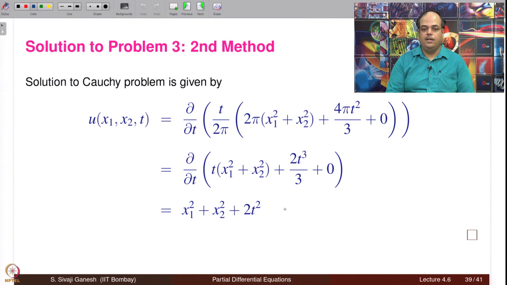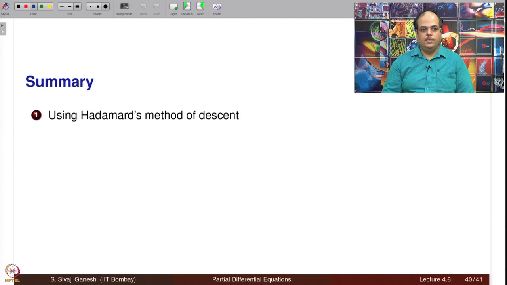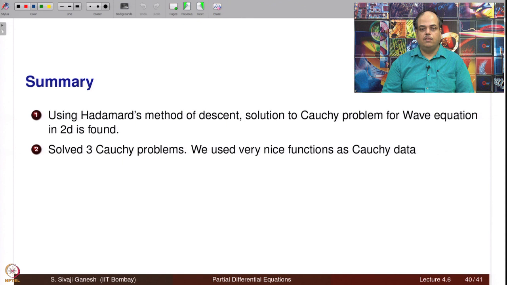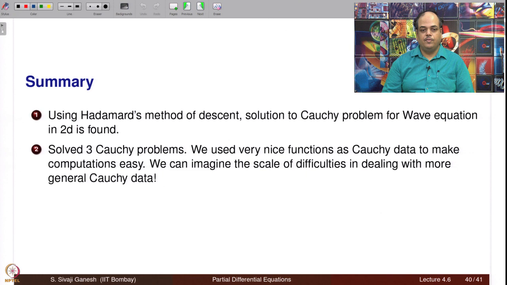Okay, let us summarize. Using Hadamard's method of descent, the solution to the Cauchy problem for the wave equation in 2D is found, and we solved 3 Cauchy problems. We used very nice functions as Cauchy data to make computations very easy. We can only imagine the scale of difficulties in dealing with more general Cauchy data.